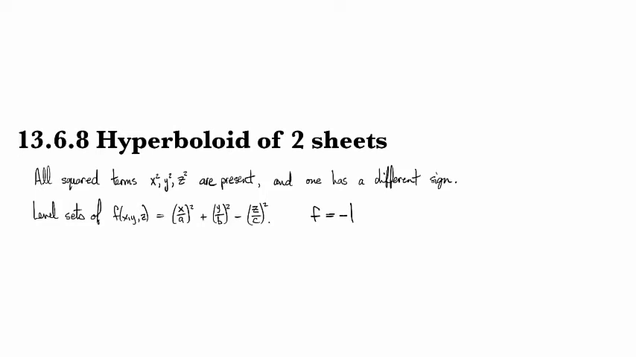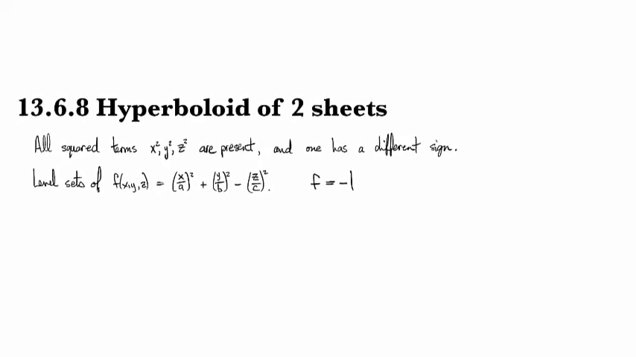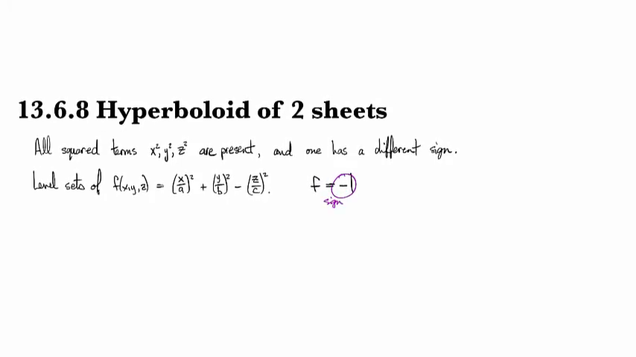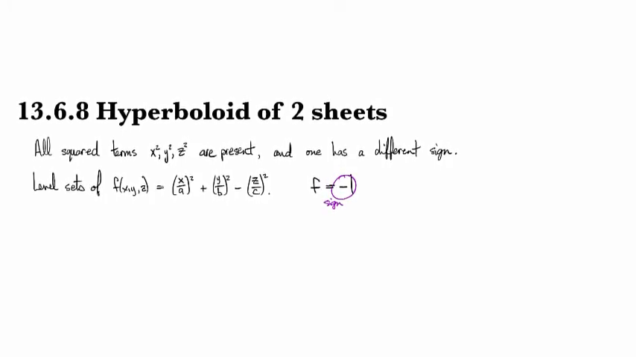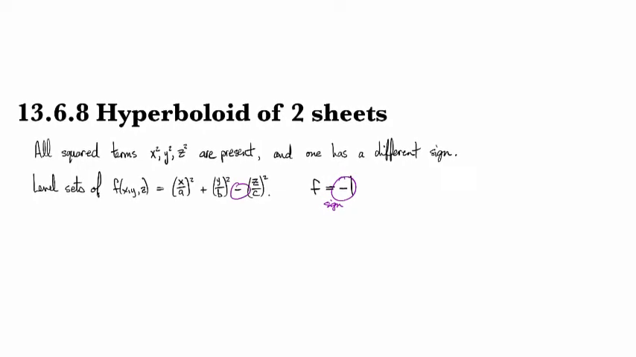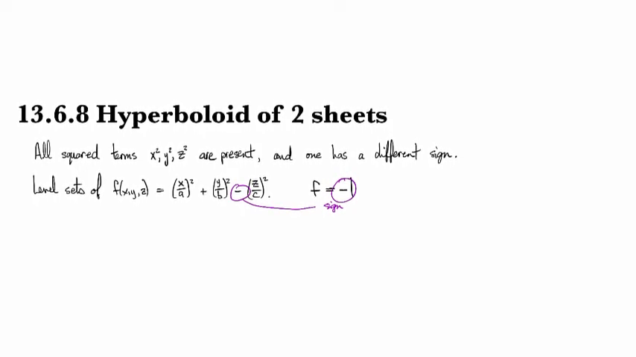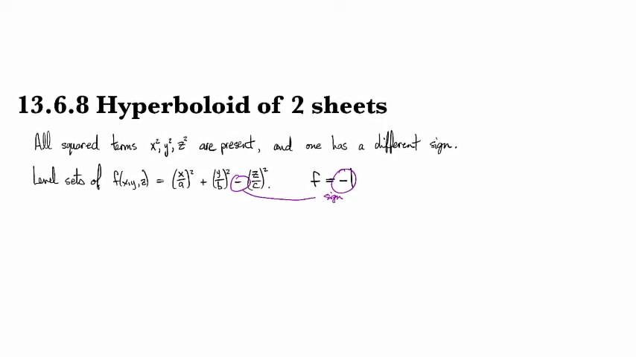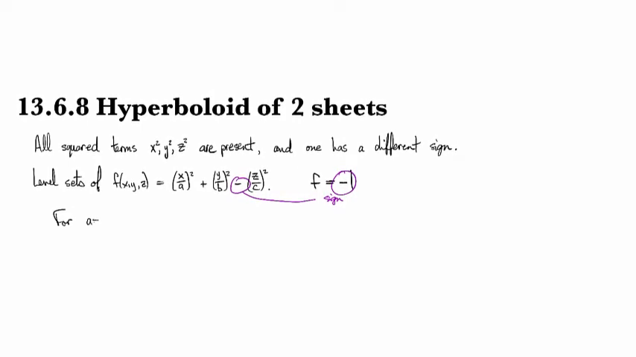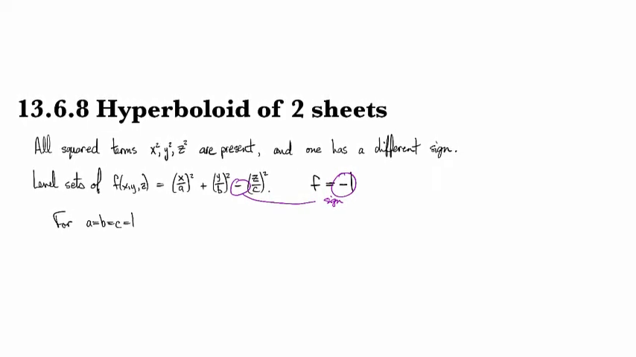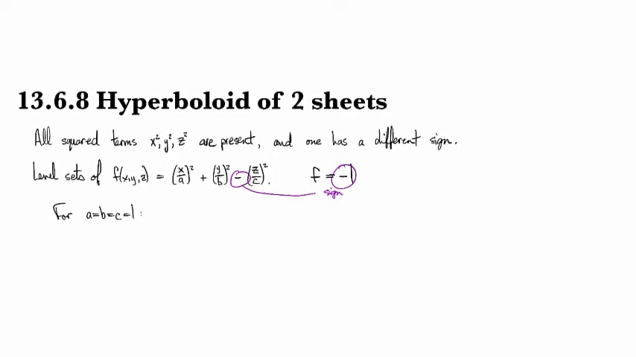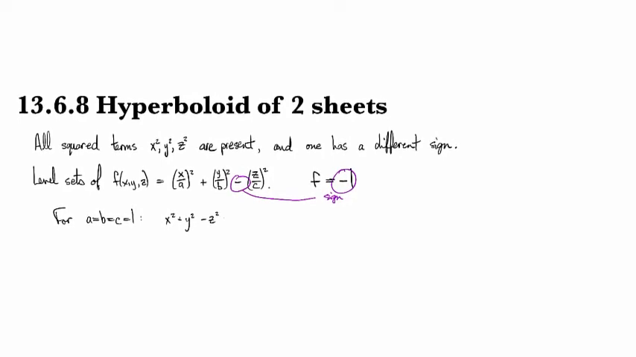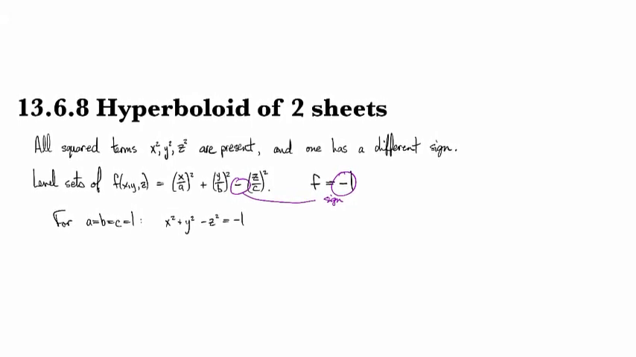So like -1. The key point here is that we're looking where the sign of the value that we're fixing f equal to matches the sign of the odd man out. Okay, that actually turns out to make a big difference. So let's see. If we once again do a equals b equals c equals 1, then we're going to be looking at x squared plus y squared minus z squared equals -1 in this case.